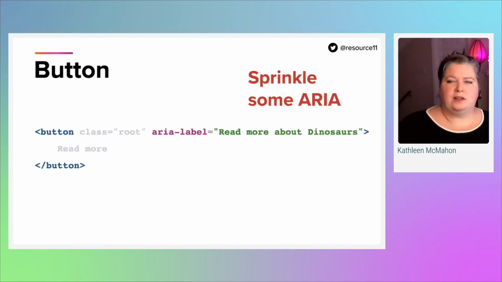We're going to sprinkle in a little bit of ARIA label attribute support for instances where we have multiple buttons on the page that have the same name, to give context to screen reader users. For example, have you ever had a page where you have 10 read more buttons on the page? How will you know what you're reading more about? With this ARIA label, you can know that this button will allow you to read more about dinosaurs.